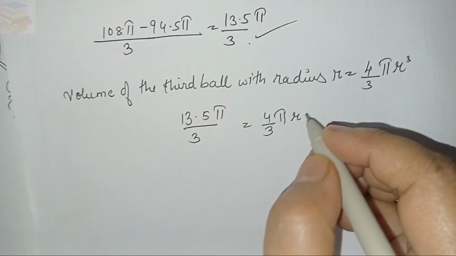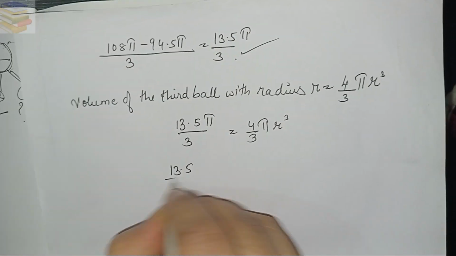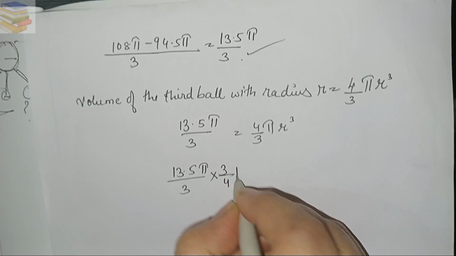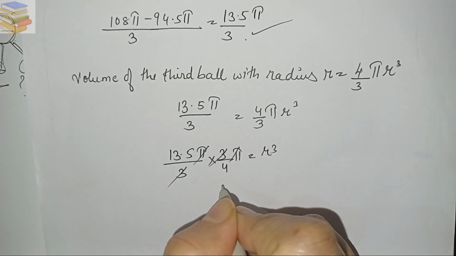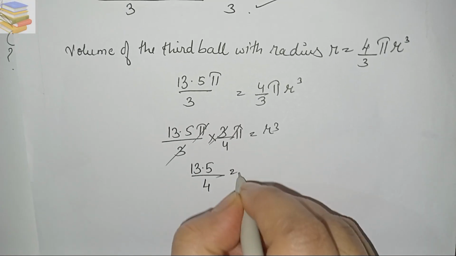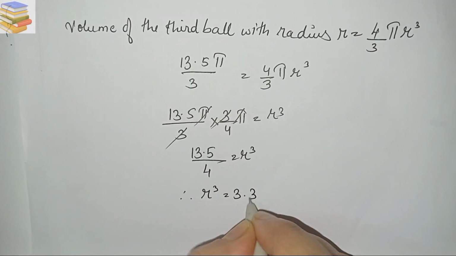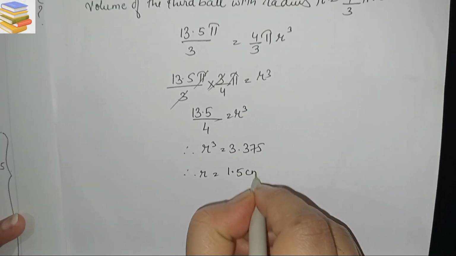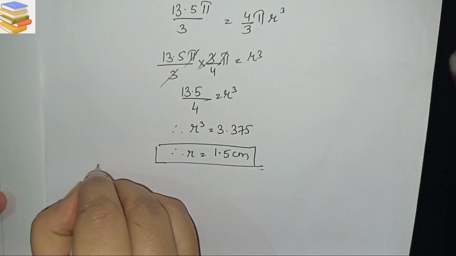4 over 3 pi r cube will give you 13.5 pi over p into p over 4 pi cube, and 13.5 over r cube. R cube is equal to 3.875. R will be 1.5 centimeters. That is the radius of the third ball.